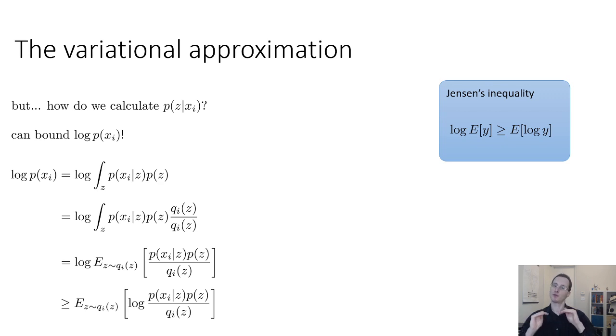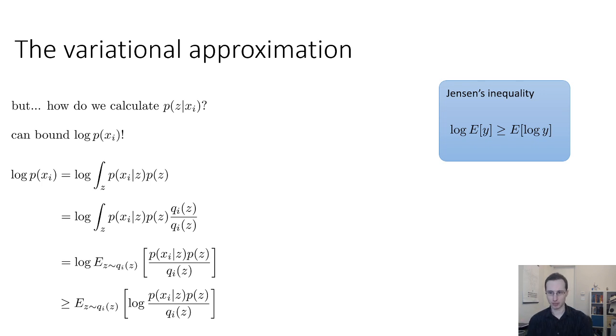And again, this quantity is not equal to log p of xi, but it is less than or equal to, which means that if we want to maximize log p of xi, we can instead maximize the last line here. It's always less than or equal to, so as we push it up, eventually it'll push up log p of xi. And that expression on the last line is going to be much more tractable to estimate in practice and will allow us to construct a viable learning algorithm.